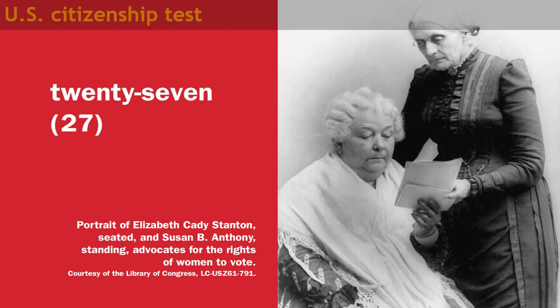The Constitution currently has 27 amendments. The 27th Amendment was added in 1992. It explains how senators and representatives are paid. Interestingly, Congress first discussed this amendment back in 1789 as one of the original amendments considered for the Bill of Rights.